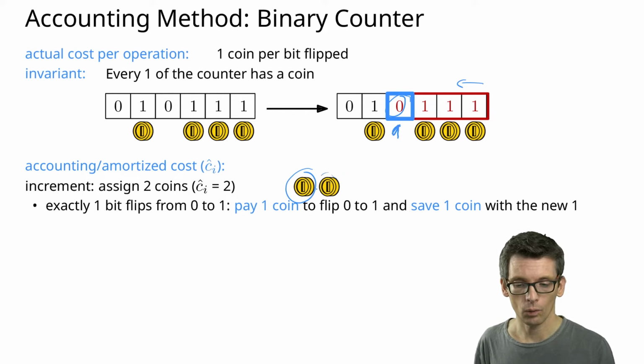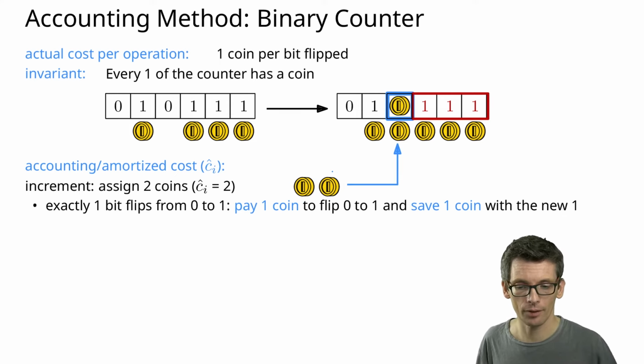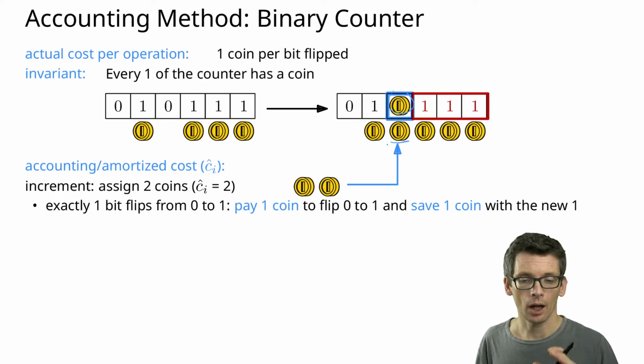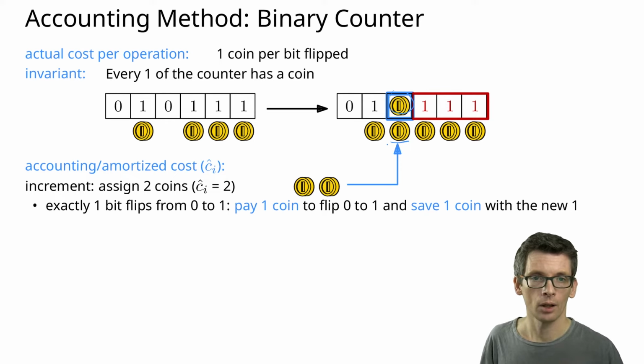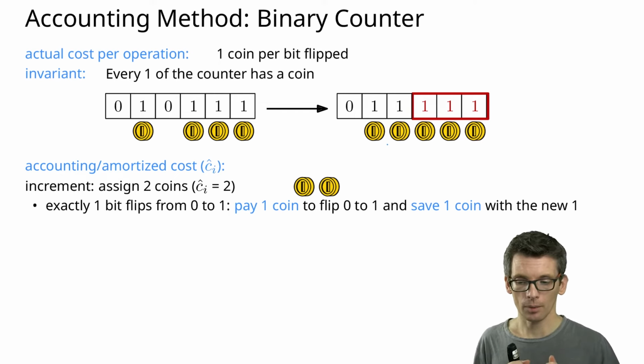And what is the purpose of the other coin? The other coin we place at that 1. Because there's a new 1, it needs a coin. So this looks like that: 1 coin for paying, 1 coin for saving. Now we have a coin on every 1 again. So what does that mean for us?